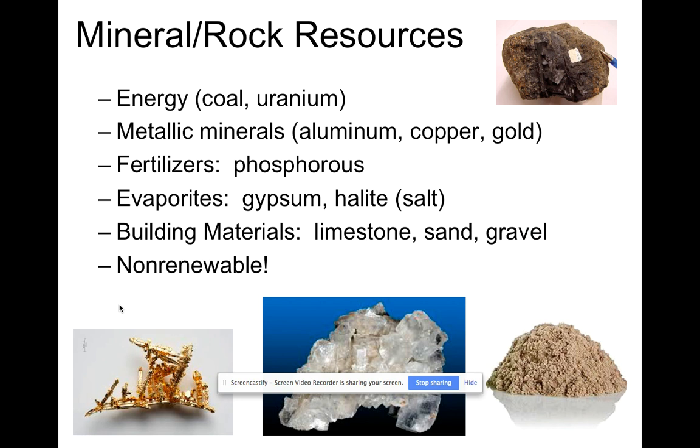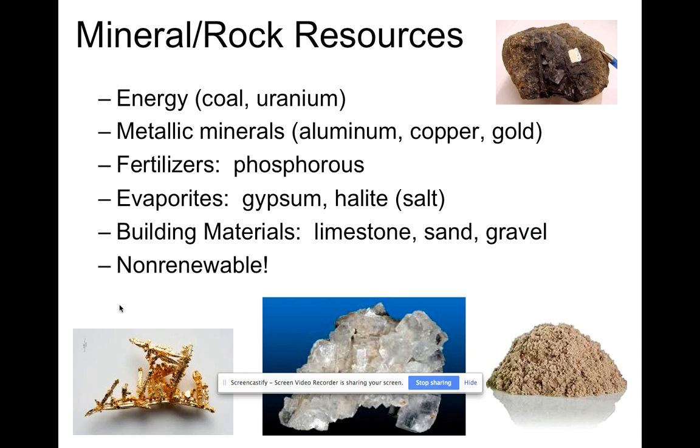So what do we use these resources for? Energy: we would use coal and uranium for energy. Coal is a sedimentary rock. Uranium comes from a mineral. We also use aluminum, copper, and gold. Fertilizers require phosphorus. Table salt is halite, so that's something that has to be mined.